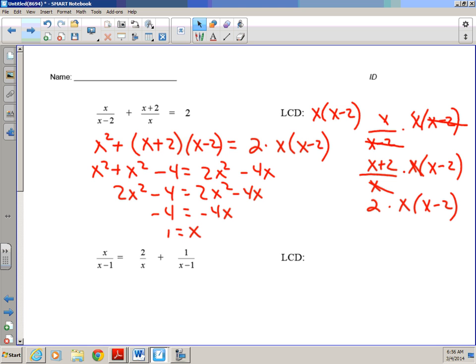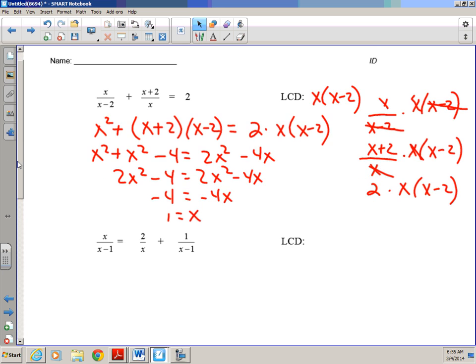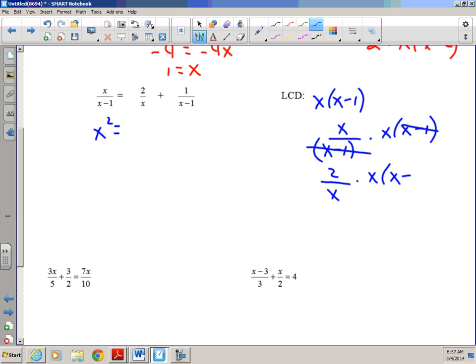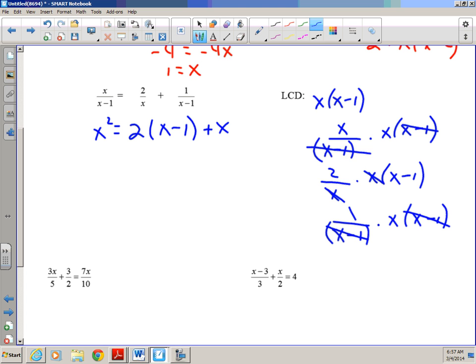All right. Next one is going to be very similar. My LCD is going to be x times x minus 1. So I'm going to multiply each one of those by that. That cancels. This gives me x squared. The x cancels. That gives me 2 times x minus 1. And that gives me just an x.